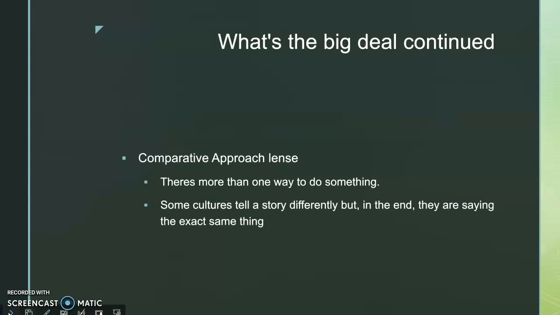And in the comparative approach lens, there's more than one way to do things. Some cultures tell a story differently, but in the end, they are saying the exact same thing. We don't tell you how to plant an apple tree because some might plant it one way, some might plant it another way. But in the end, the result is you still get an apple, and it's done differently, and that's okay.